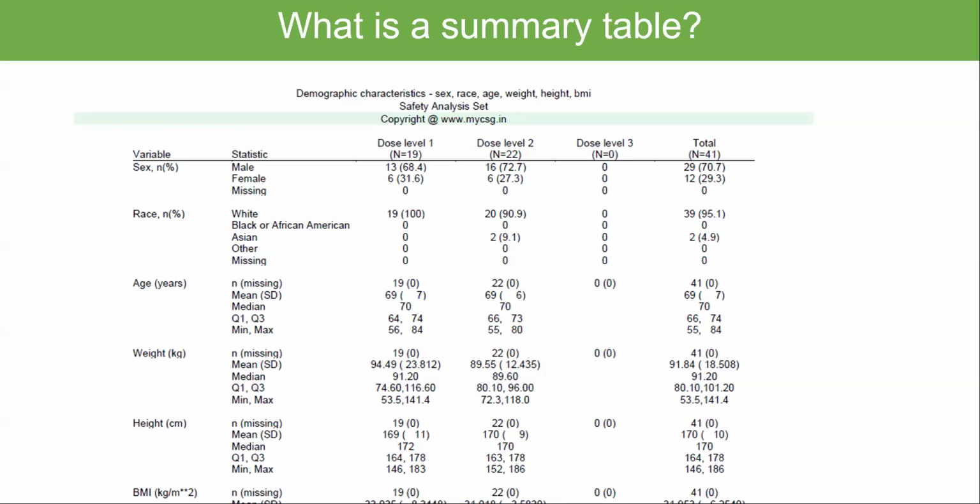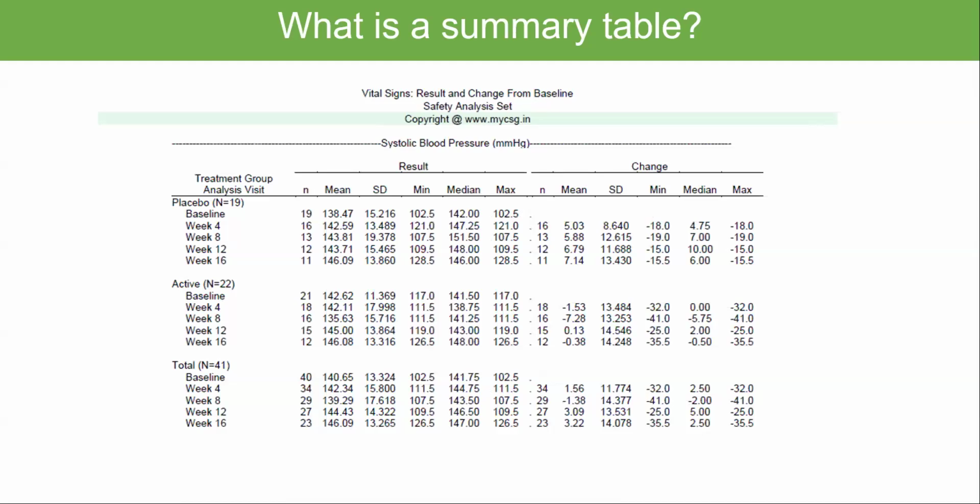So here on the screen is an example table that we create as a clinical trial programmer. We again typically try to make some assessments or inferences using the data from the tables. Here is another summary table example wherein we are summarizing the vital signs data, in terms of the result and the change from baseline value. Here we are seeing the data for systolic blood pressure over different treatments, over different time points.